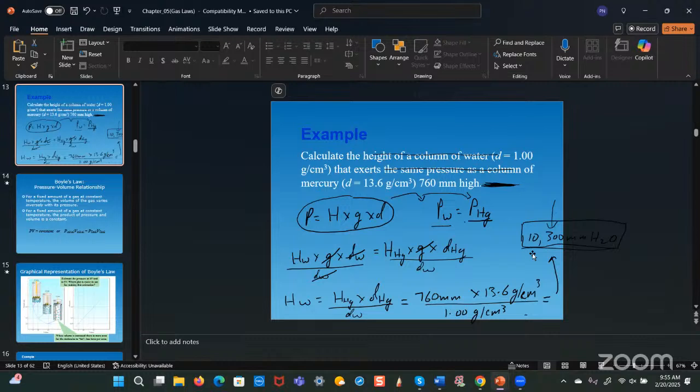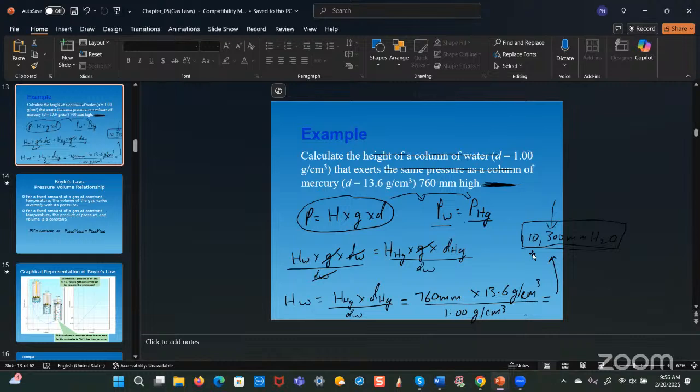What this is telling us is that if we were to use water instead of mercury, you're going to need a tube which is at least 10,300 millimeters tall, which is about 10.3 meters. To give you an idea, my height is just under 2 meters, so you're going to need a tube which is about 5 times my height, which, as you can imagine, is very inconvenient. That's the reason why water is not used as the liquid of choice for instruments like the manometer or the barometer.